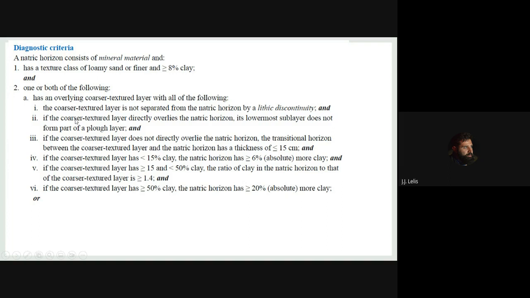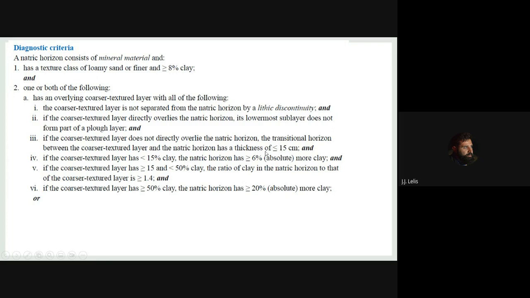If this coarser texture layer directly overlies the nitric horizon, its lowermost sublayer does not form part of a plow layer, so it's not formed by human activity. It's not a human-made horizon, okay? Number 3, if this coarser texture layer does not directly overlie the nitric horizon, the transitional horizon between the coarser texture layer and the nitric horizon has a thickness equal to or lower than 15 centimeters.